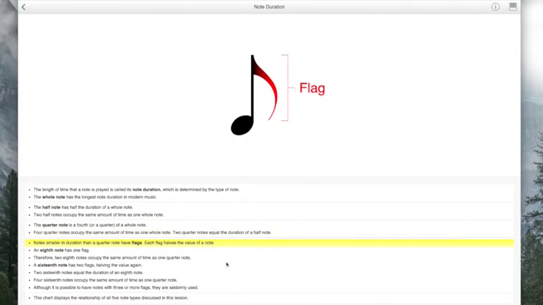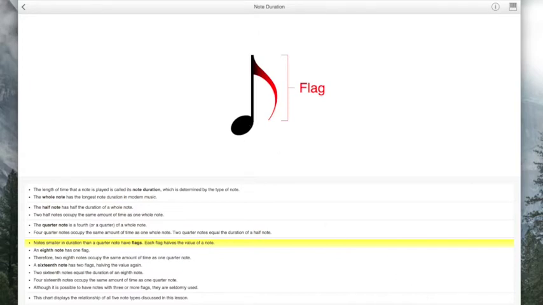And then notes smaller in duration than a quarter note have flags. And here's the flag. It looks like a quarter note with a flag. And by the way, the flags are always on the right side of the note. Imagine that there's a fan on the left side and it's always blowing to the right. Flags always point to the right regardless of which direction the notes are facing, whether it's up or down. Flag is always on the right.